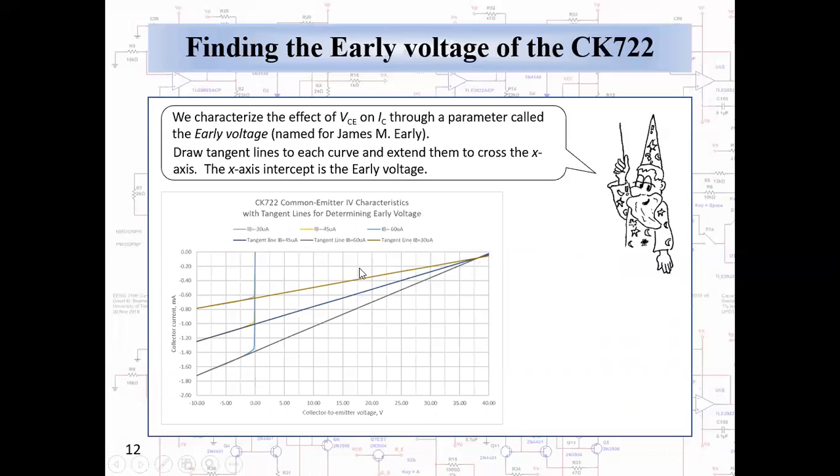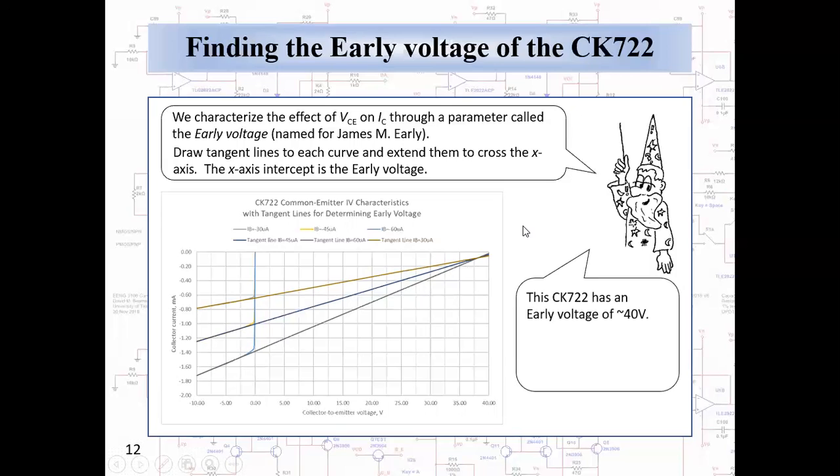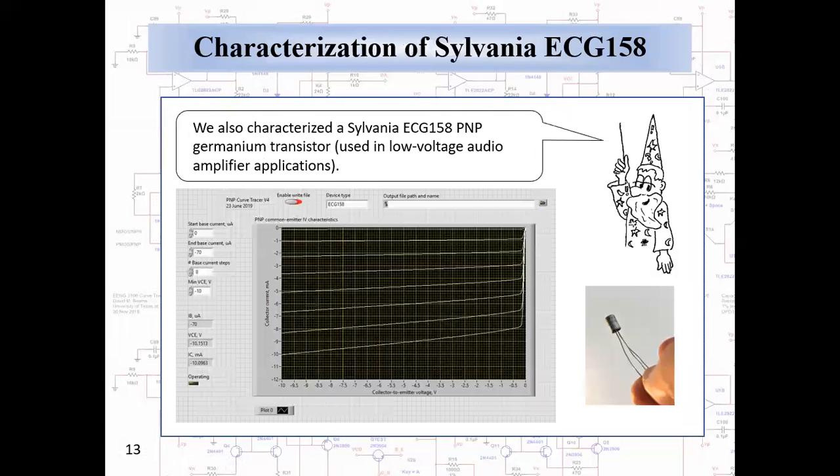Now the textbooks will tell you that these tangent lines should cross at the same place. In my experience in practice, they're close but not exact. So making an educated guess from the data that I've plotted here, I come up with an early voltage of about 40 volts for the CK722, which is actually a fairly respectable number in practice for a PNP transistor. It's a parameter that's used in the SPICE model of the transistor, and an important one for accurate modeling of the device.